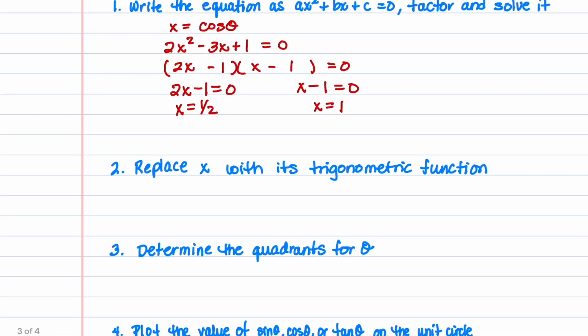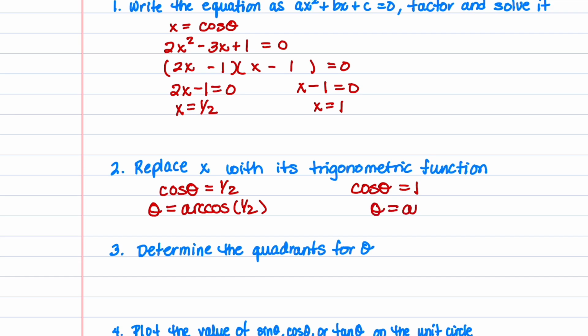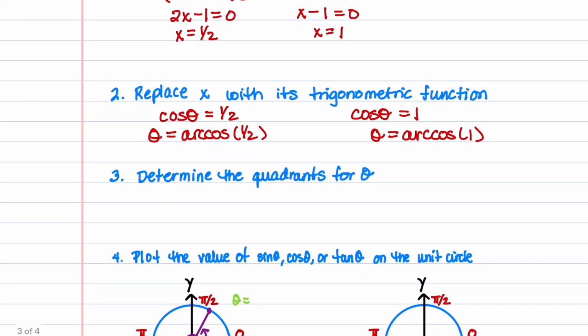We'll then replace x with cosine theta, and we have cosine theta is 1/2, and then cosine theta is equal to 1. We'll remind ourselves that theta then is the arc cosine of 1/2, and theta is the arc cosine of 1. For our first value for theta, cosine is positive, so theta is going to be in the first quadrant and the fourth quadrant.